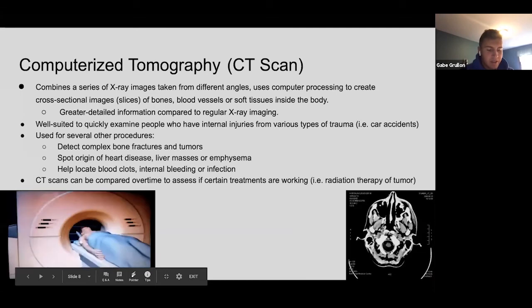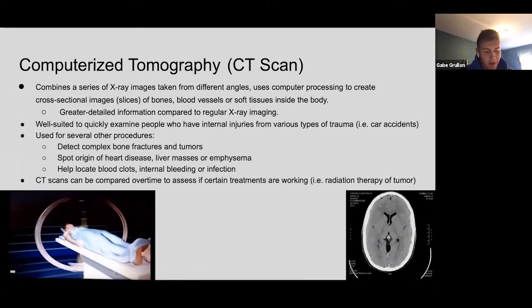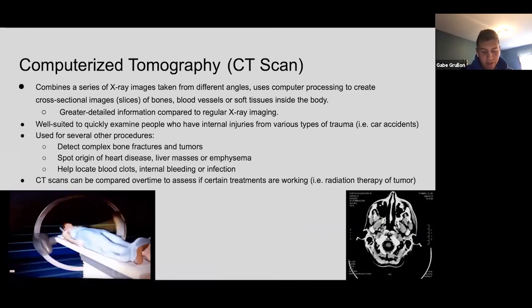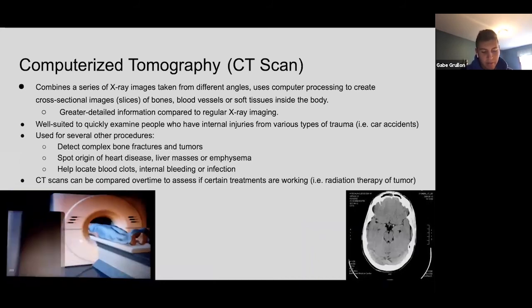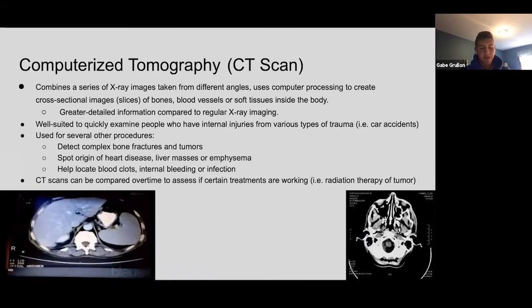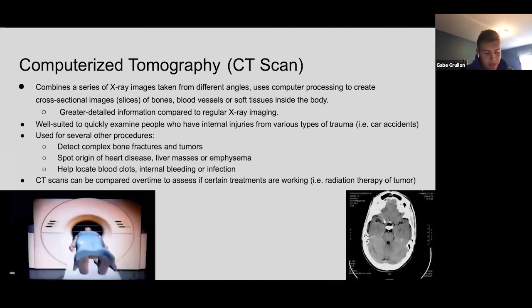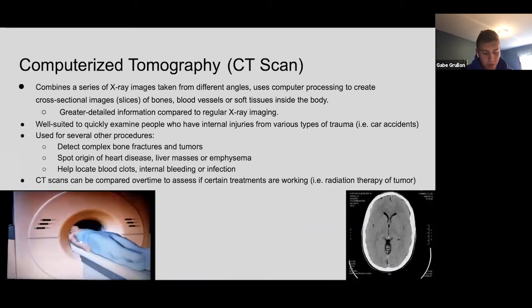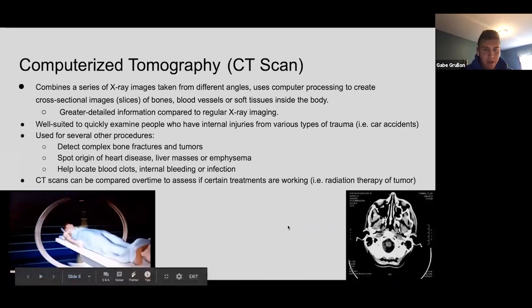And finally, CT scans combine a series of X-ray images taken from different angles around your body and computer processing to create cross-sectional images of bones, soft tissue, or organs inside your body. It provides greater detailed information compared to the conventional X-ray image. Regular X-rays use a fixed tube to send rays in only one direction, while CT scans use a motorized X-ray source to shoot narrow beams as it rotates around the patient, as you can see in this figure here.